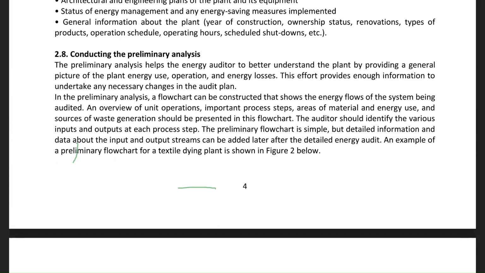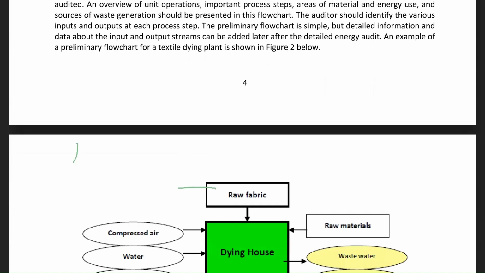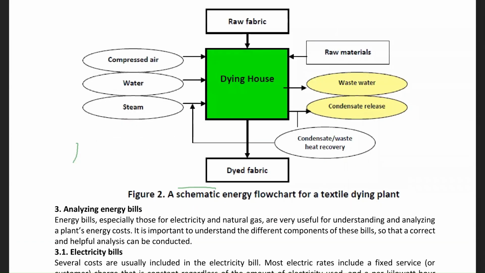Next is the preliminary analysis. In the preliminary analysis, the flow chart of the energy flow is first constructed. One example of a textile dyeing plant is shown here. Here it shows compressed air, water, and steam. Since compressed air flows through proper channels or pipelines, some electricity is used. Again, water is pumped, steam is pumped, and what is the temperature of the steam, how far it is heated. All these things are considered, because all these are directly related to the energy consumption.